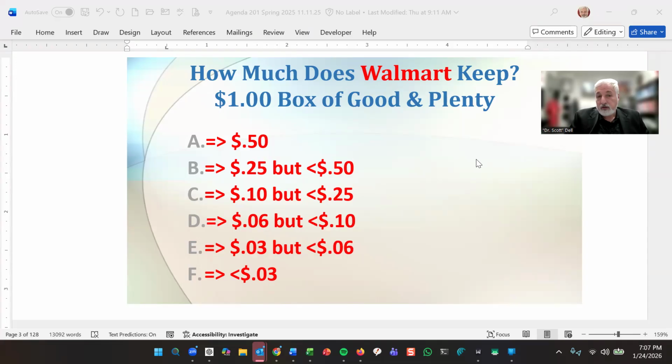Is it A, 25 to 50 cents? B, 10 to 25 cents? C, 6 to 10 cents? D, 3 to 6 cents? Or E, less than 3 cents? Just write an A, B, C, D, or E on the side. Again, keep yourself honest. I might ask you later on what you answered in a survey, but I want to give you an idea of how we can use Edgar and look at the income statement to do that analysis.